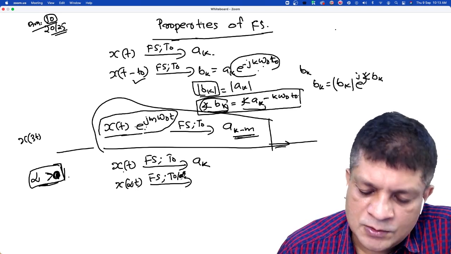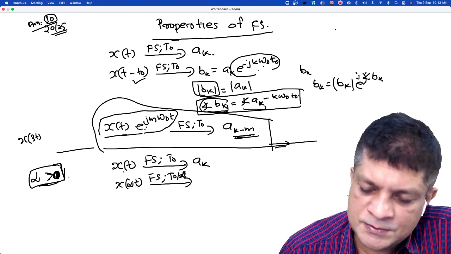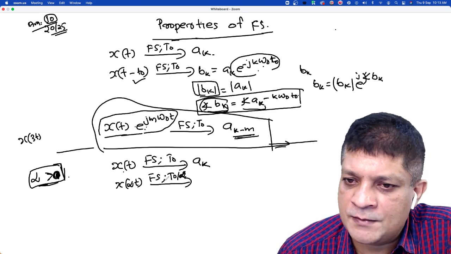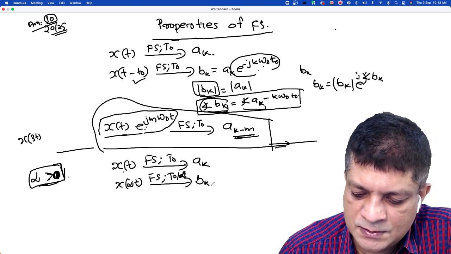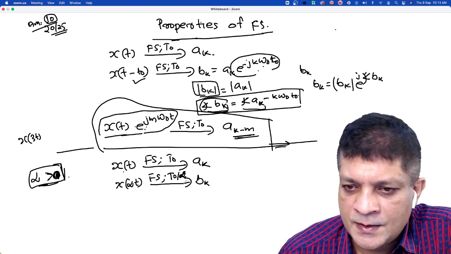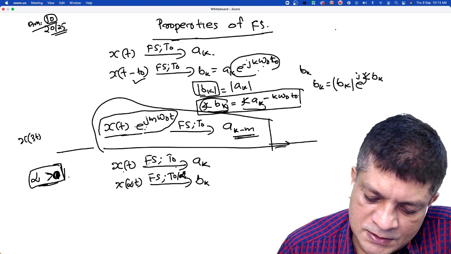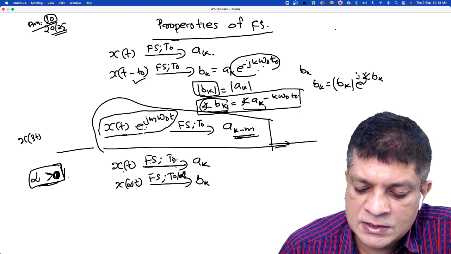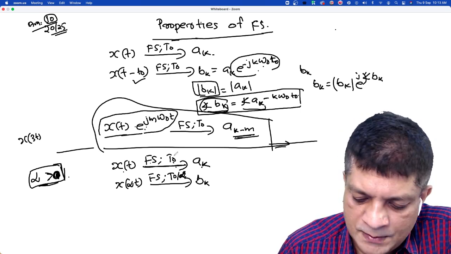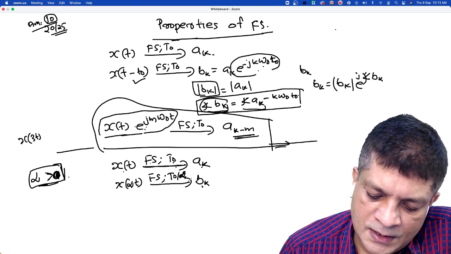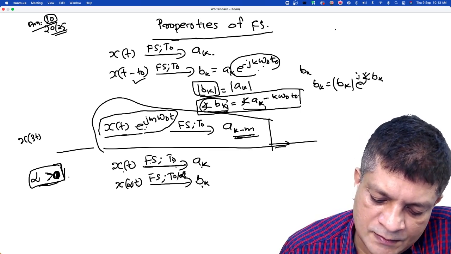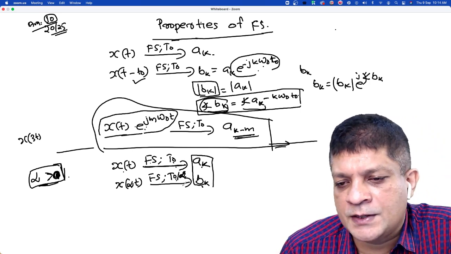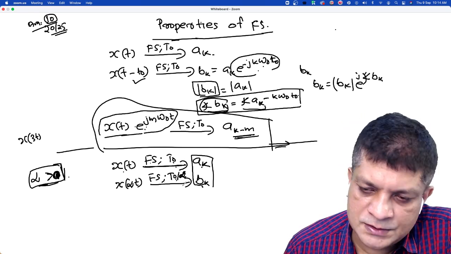So we can have a Fourier series representation with respect to T naught by alpha, because if it has fundamental period T naught by alpha, we can always have a Fourier series representation with respect to that. Look at these relations: one is the Fourier series with respect to T naught, that is AK. I am defining Bk as the Fourier series coefficient of x(alpha t) with respect to T naught by alpha. Now let's see if there is any relation between these two sets of coefficients.